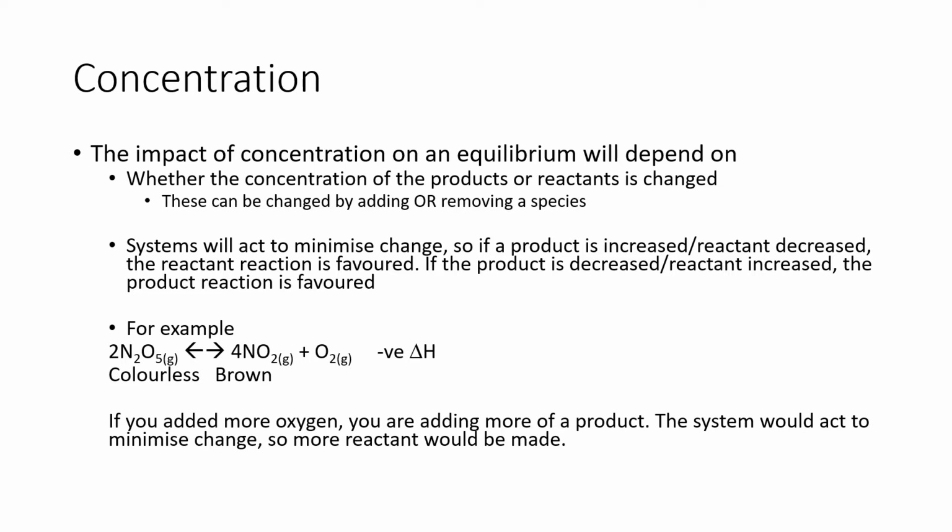So if we think about another example, I should have made this positive, that's all right. We've got the colourless and the brown. If we add more oxygen, the oxygen is a product, so we're increasing the concentration of our product. We're going to drive that reaction back towards the reactants, and the colour would fade, because we've got more products, so we need to get fewer products, so we make more reactants.